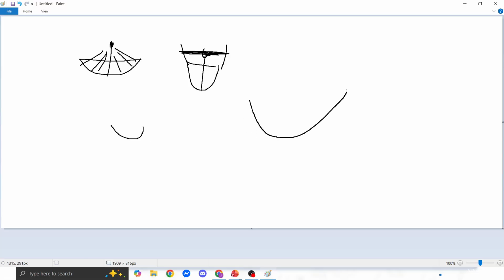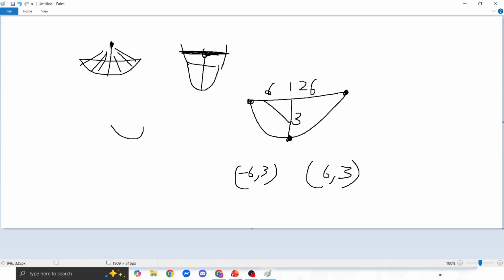Because if we're gonna look at it, this entire thing is 12, this is 3. So from the middle here, we're gonna split it in half, right? So 6 and 6. The value of this point will be negative 6 and 3 from the center. Then this point, 6 and 3.